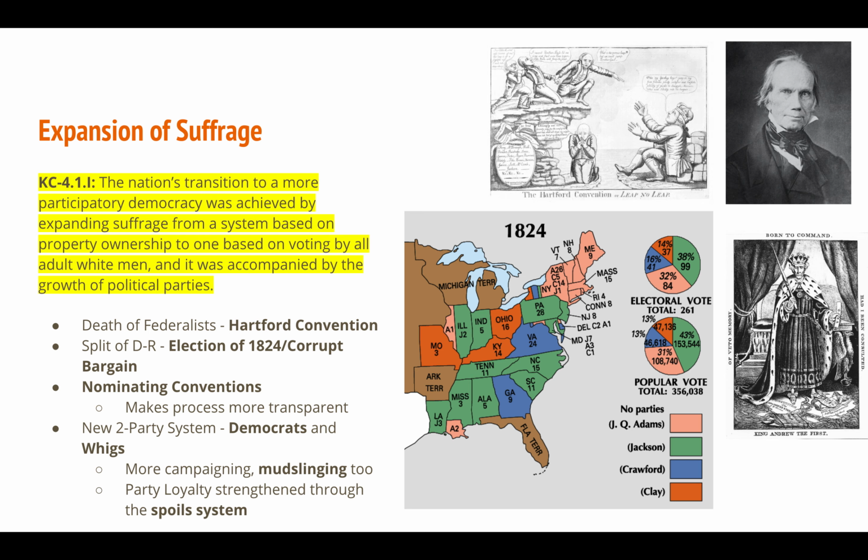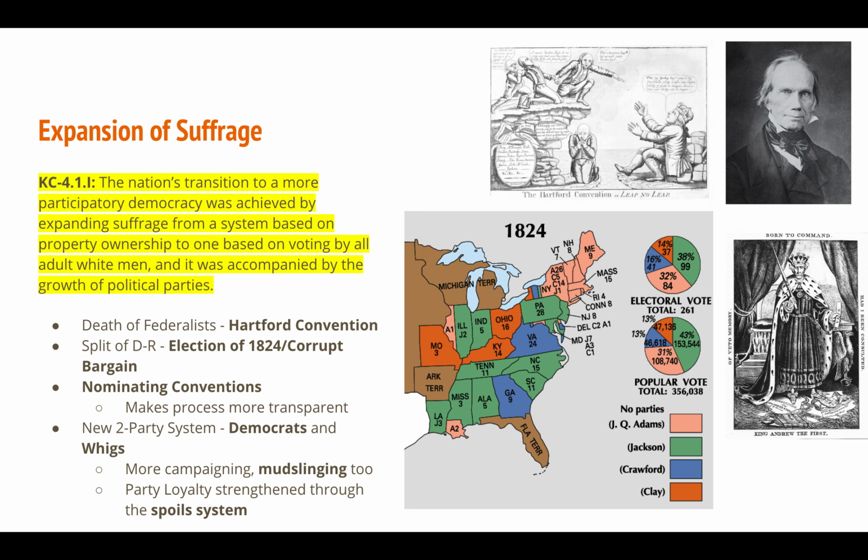as King Andrew I. In this new age of democracy, you saw that there was more participation from the common person. It was much more open, and so you see more campaigning. And when there's more campaigning, you also see more mudslinging too. Mudslinging is negative campaigning.